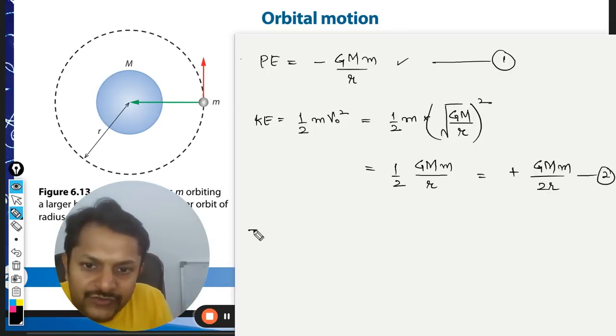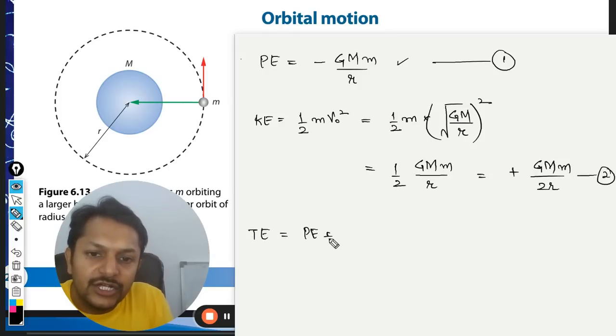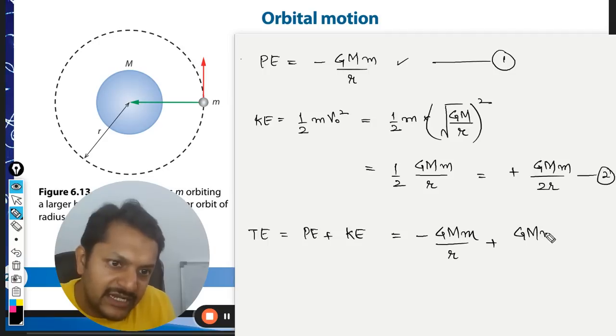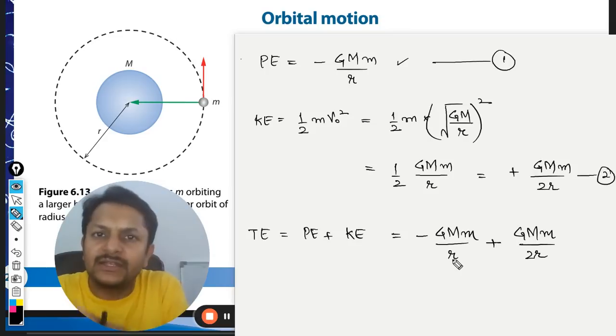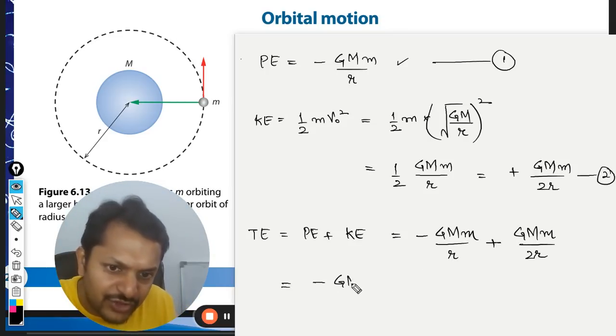Now, let us find the expression for the total energy. We are going to just sum total these two. So this is negative GMm divided by r plus GMm divided by 2r. So GMm by 2r is basically half of what negative potential energy is. So total energy is having this expression now.